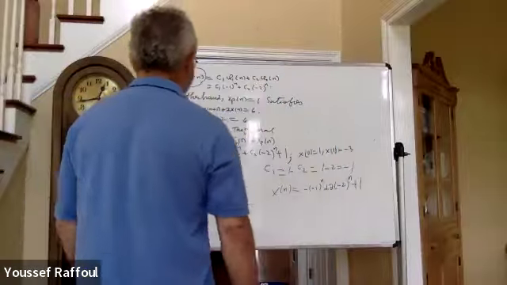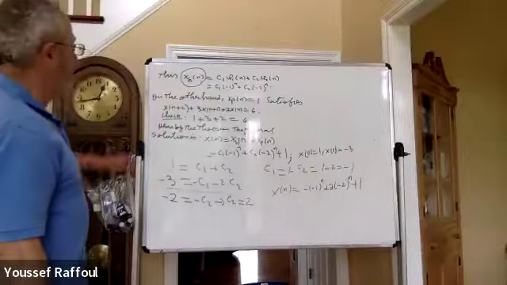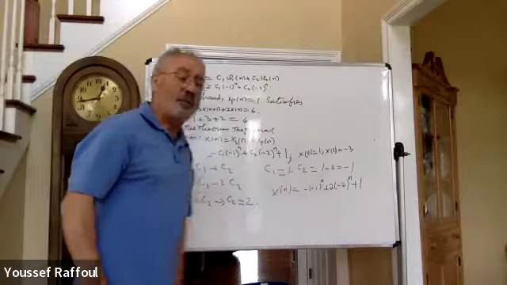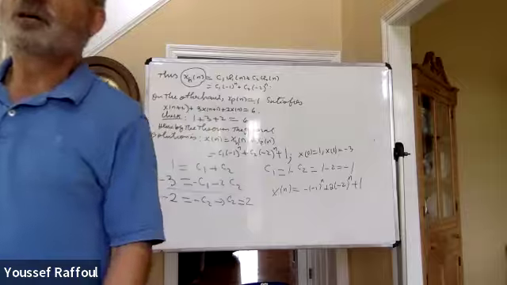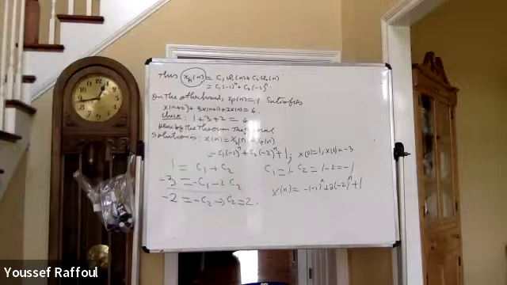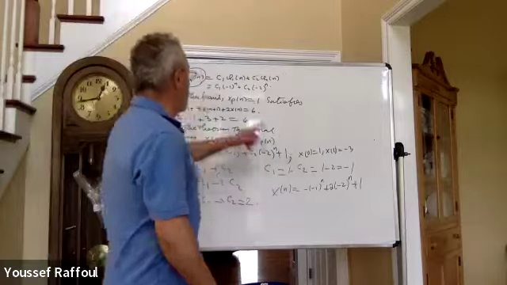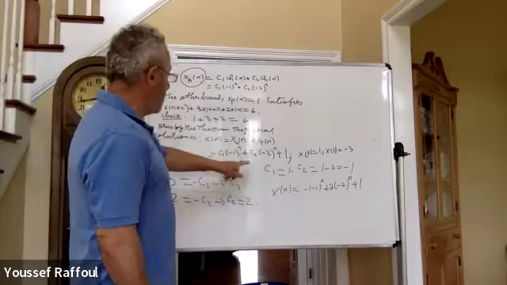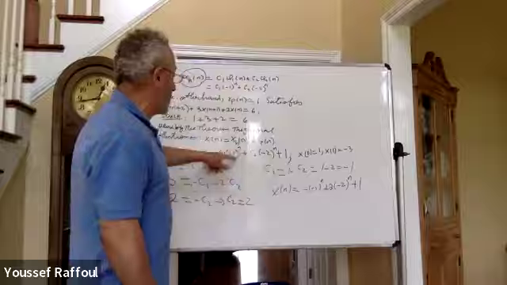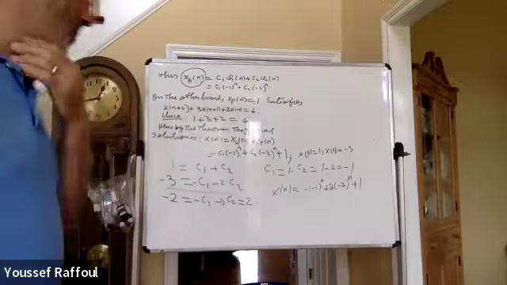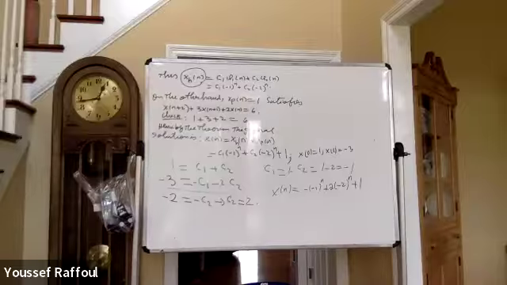So what you do, you hold off a little bit longer, find XP, and once you find the general solution, then you apply your initial conditions to find C1 and C2. Okay? Any questions? Because if you find C1 and C2 from XH, then C1 and C2 will not satisfy this equation. All right? Okay.